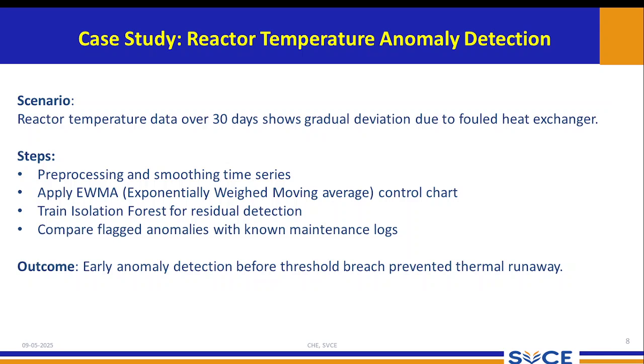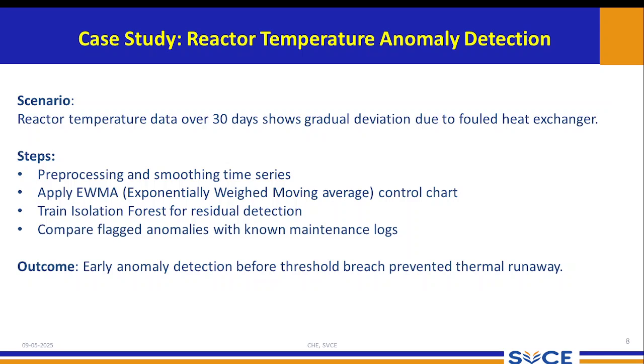The reactor temperature data over 30 days, measured every 10 seconds or every 1 minute, shows gradual deviation due to a fouled heat exchanger. As I told you, if you have a fouled heat exchanger, the water flow rate may be required high, or there may be changes in temperature, which you could not see in normal value readings, because it is cumulative and only after 30 days will it be reflected.